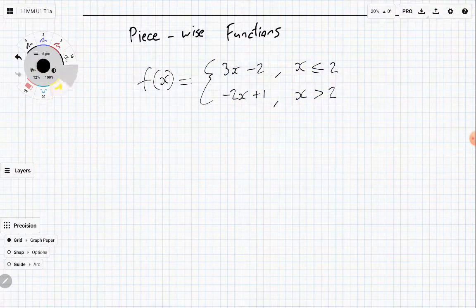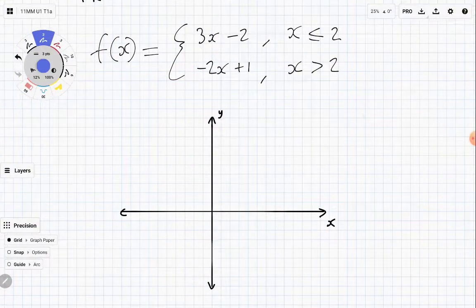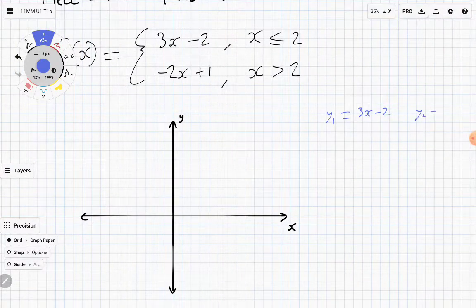So let's drop some axes. The most interesting point on this function is what happens at 2. So let's start there and we'll go have a look. First of all, let's split this up into two functions. We've got y1 is equal to 3x minus 2, and we've got y2 is equal to minus 2x plus 1.